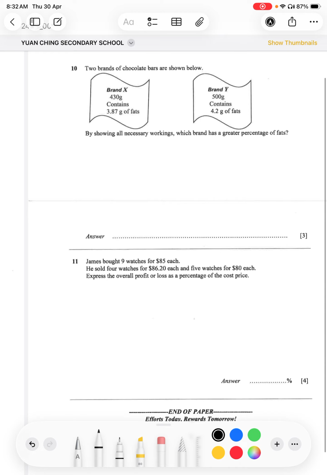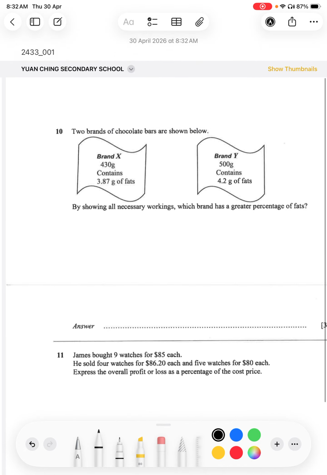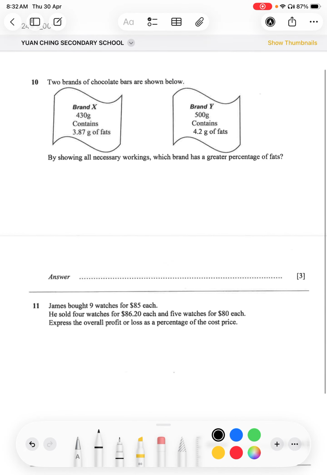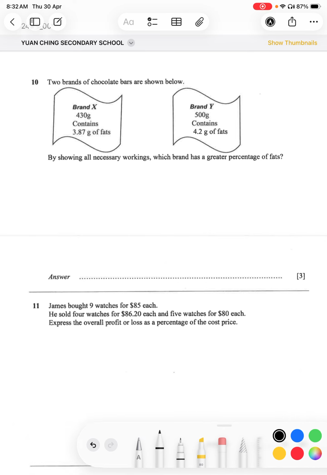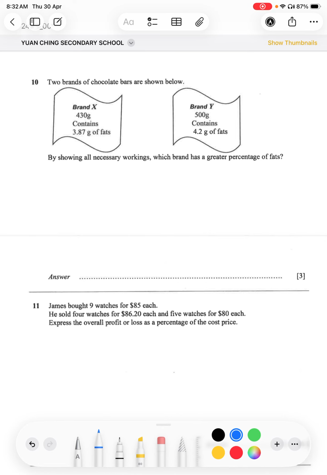Then last one. Okay, two brands of chocolate bar are shown. Now, which brand has a greater percentage of fats? So for brand X, how do I know which one has a greater percentage? Convert this to percentage.